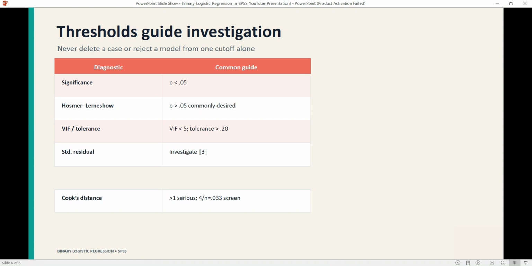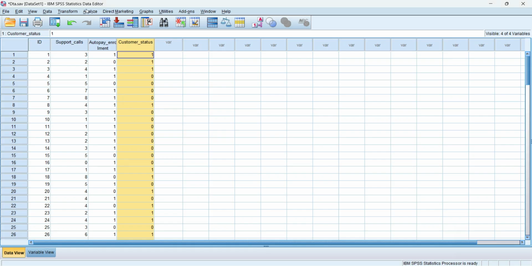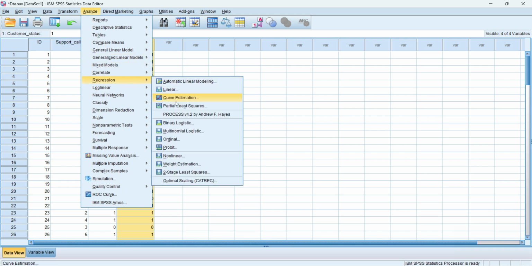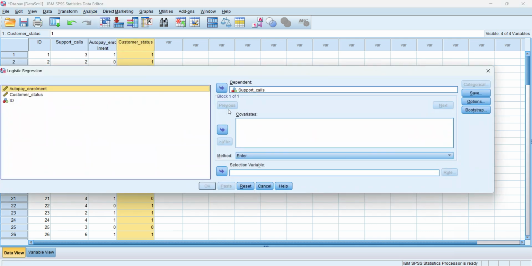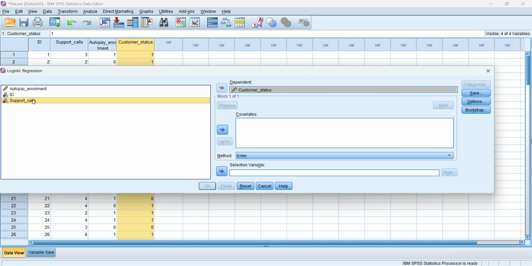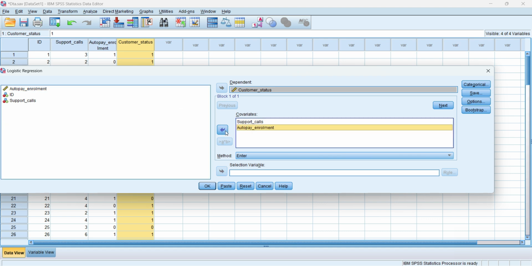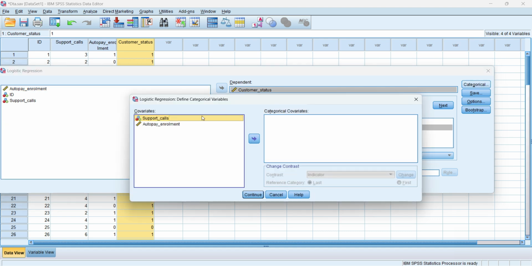So now we go to our data set and we perform the binary logistic regression. We go to Analyze, then click on binary logistic regression. We put the dependent variable, customer status, in the dependent list, and we put the independent variables in covariates. One independent is a continuous variable and the second is the dichotomous variable. Then go to Categorical. What is our categorical and dichotomous variable? Auto pay enrollment. And click on Continue.